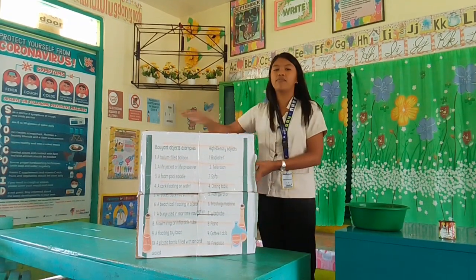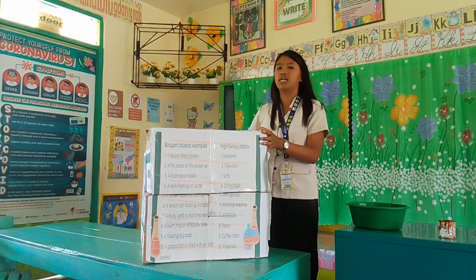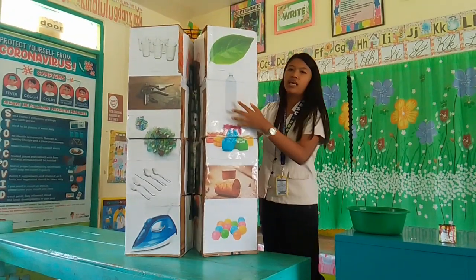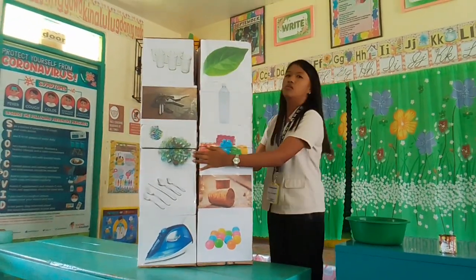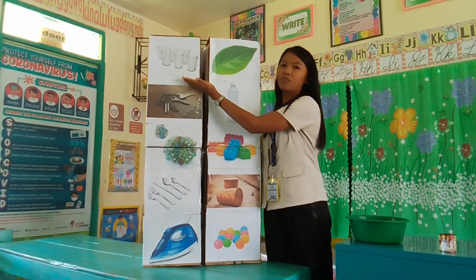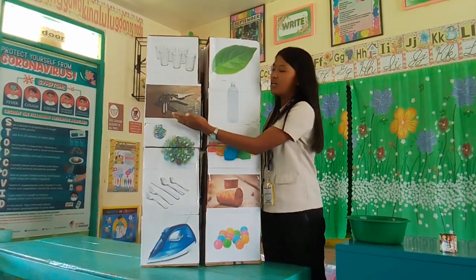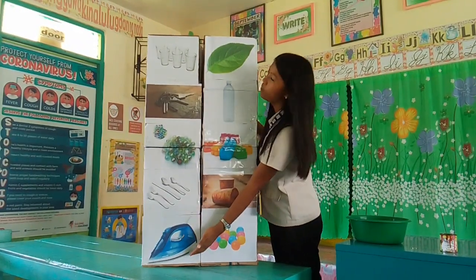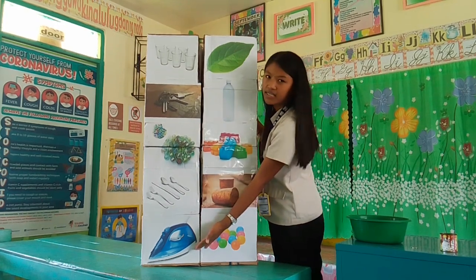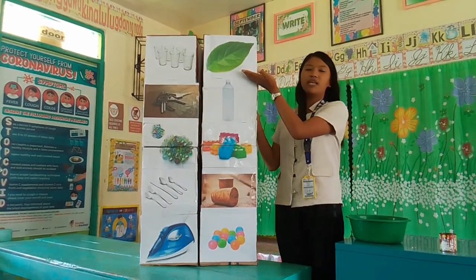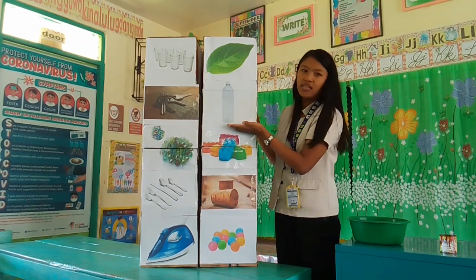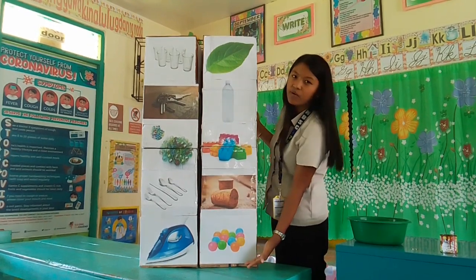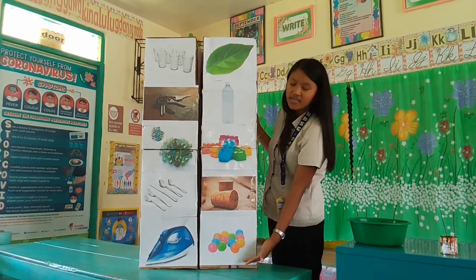So I have here examples of buoyant and high-density objects in pictures. Can you name each of these? So what is this? This one? Very good. This one? Exactly. This one? And the last example for the high-density objects, very good. This one, what is this? This one, very good. Another, this one. And the last example for the buoyant objects, very good.